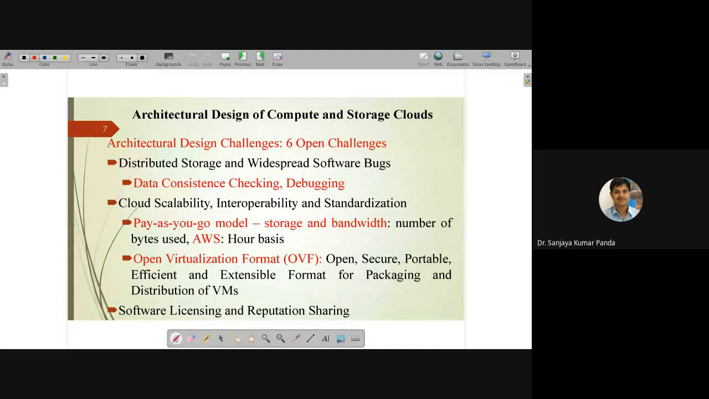Similarly, we have another challenge, that is distributed storage and widespread software bugs. So bugs, errors, and mistakes can happen in the system, right? At any point of time, there may be a software bug. Sometimes you may face some difficulty while you are writing the code also. So a software bug is in fact an error or a flaw, or you can say a fault in the design, development, and operation of a particular computer software.